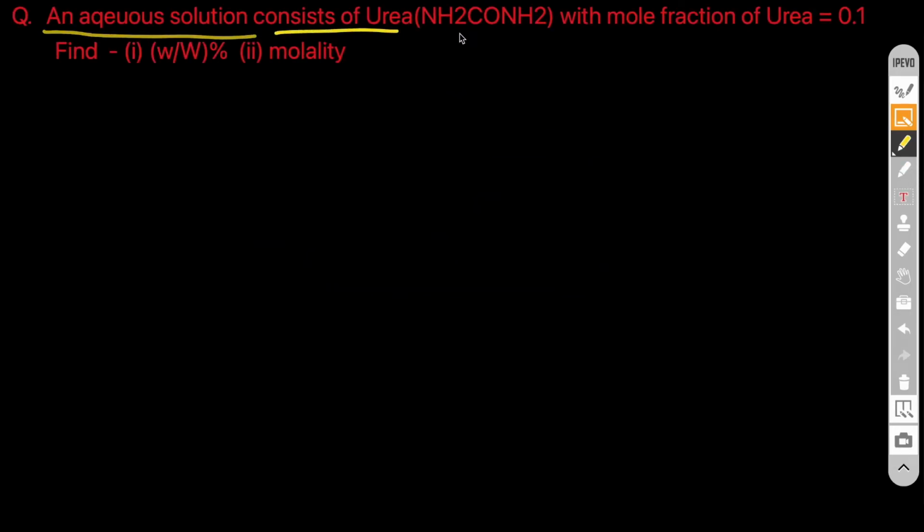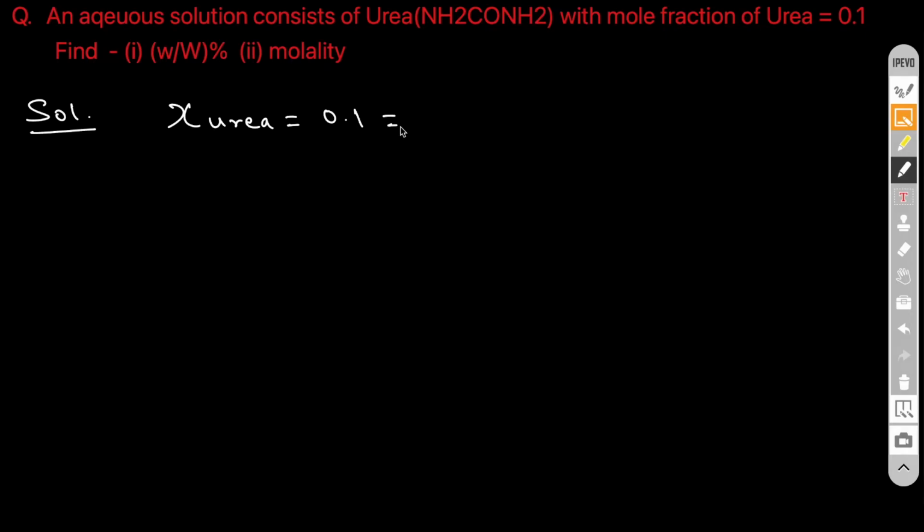Now we'll solve a problem. An aqueous solution consists of urea with mole fraction of urea 0.1. Find W by W percentage and second, molality. Solve by yourself. Now we'll solve it. Here x urea, mole fraction of urea, is given as 0.1. We can write it as 1 by 10, right?